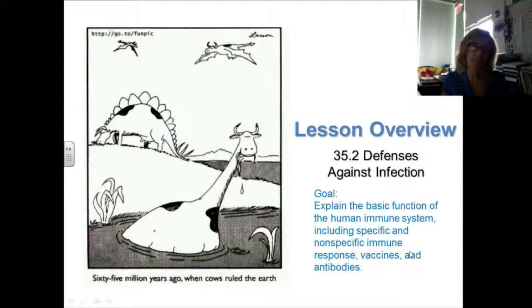35.2 Defenses against infection. Our goal is to explain the basic function of the human immune system, including specific, non-specific immune response, vaccines, and antibodies.